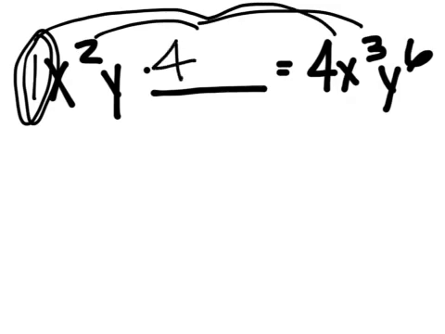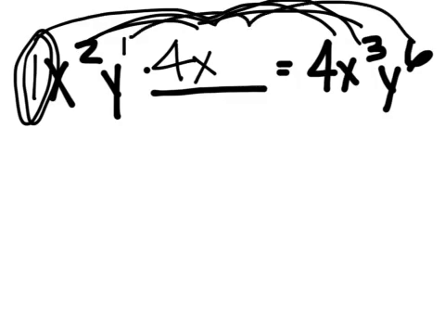4. Now we can go to the x's. 2 plus something is 3. It would just be x. And y to the first, y to the sixth. 1 plus something is 6. Y to the fifth.